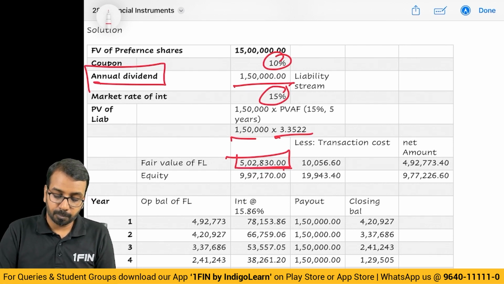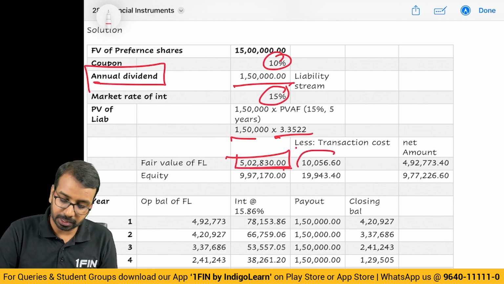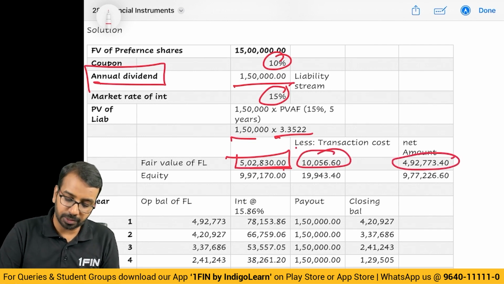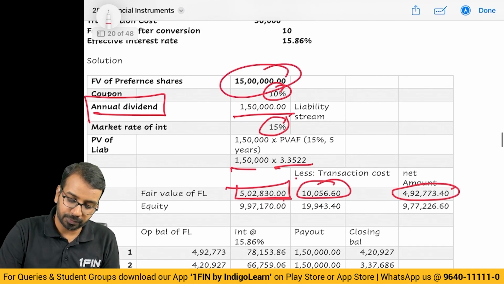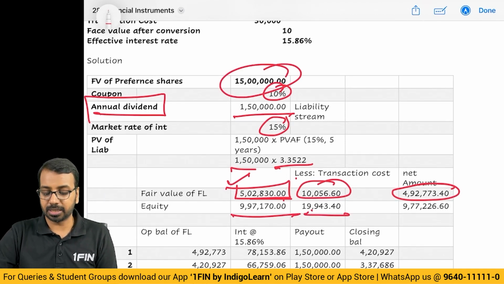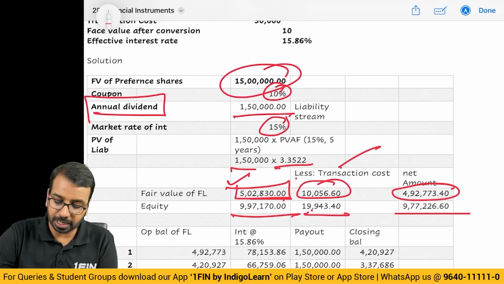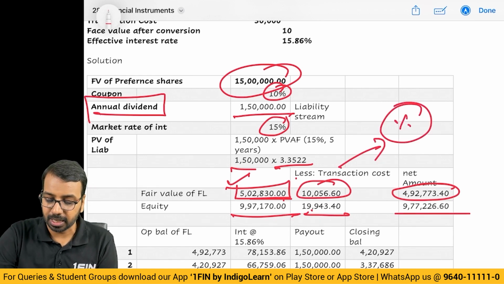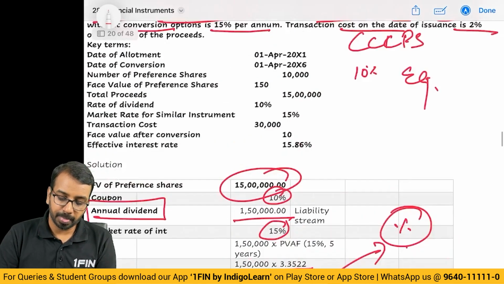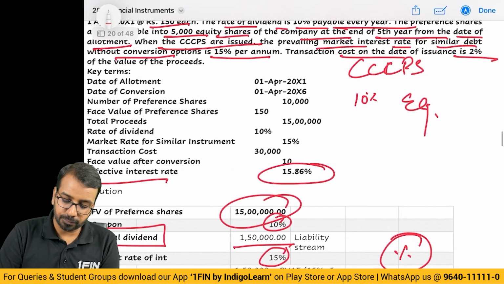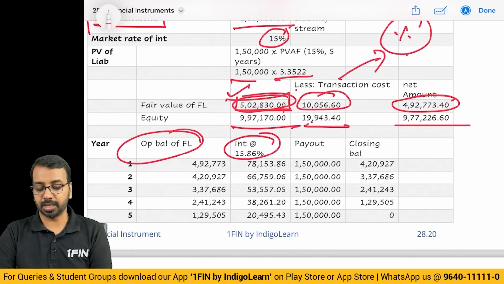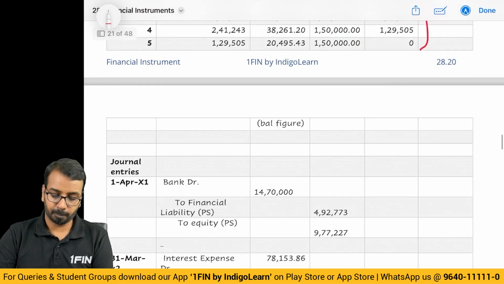Out of this, 2% is transaction cost. So 10,000 is transaction cost, and the balance is the liability component. How much is equity? Whatever is the balance: from 15 lakhs you reduce 5,02,000, 997 is equity, 19,000 is transaction cost, and this is the net amount. How to calculate transaction cost? If a percentage is given, directly multiply the percentage with this component and you will get the number. Then the effective interest rate is 15.86%. So for the liability, you will consider 15.86% and calculate the amount.